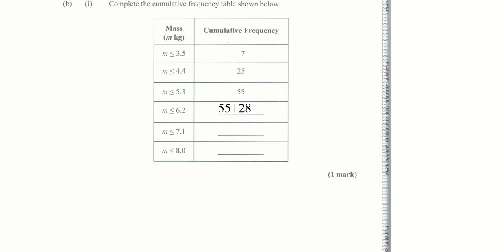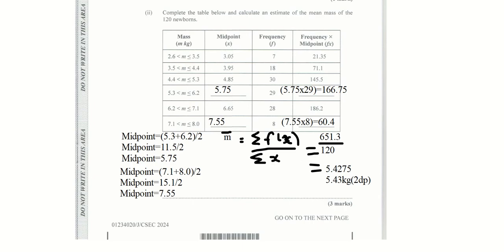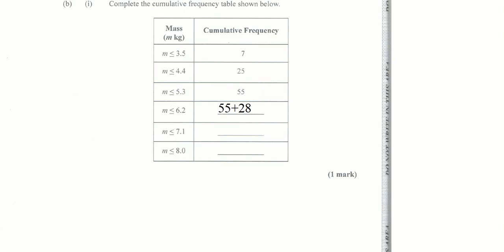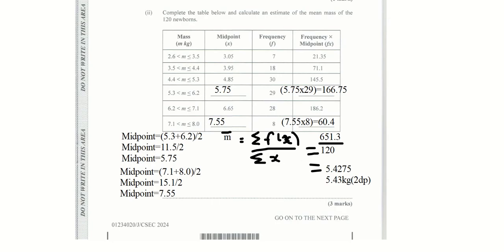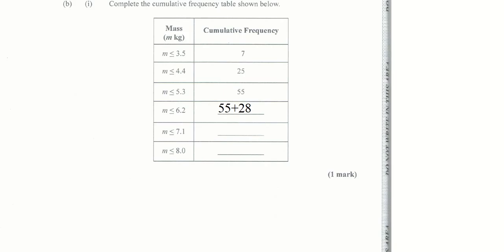If we look back, the frequency for 6.2, I stand corrected. It is not 28, it's 29. If we look at it here, it's actually 29. So this one would be plus 29. So this is equal to 55 plus 29, which is equal to 84.